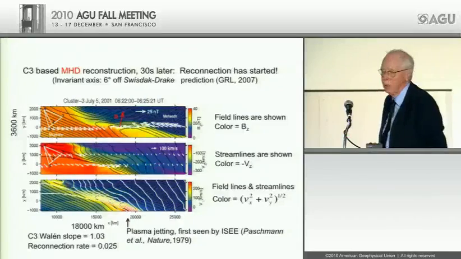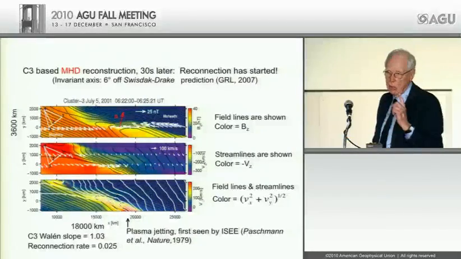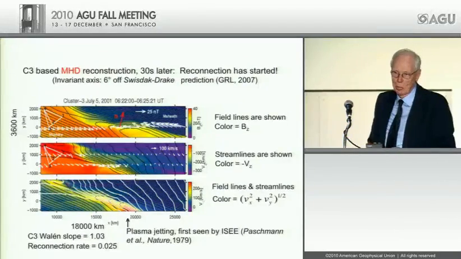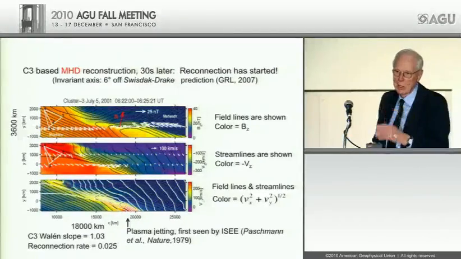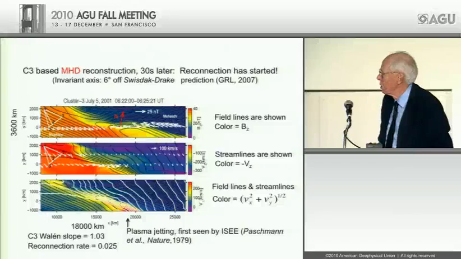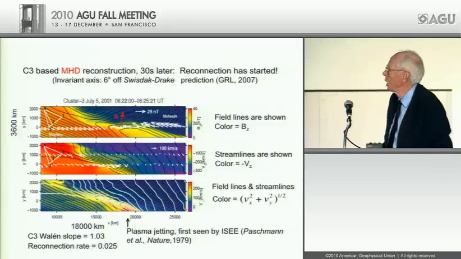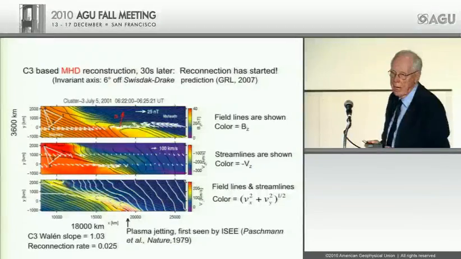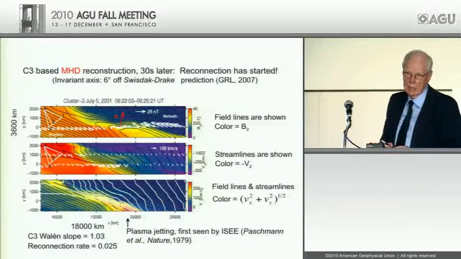The Walén slope is 1. And that's what you expect from the model that Levy, Petschek, and Sonnerup produced in the early 60s, which is dominated by a rotational discontinuity. And so that looks good as well. And the reconnection rate, or at least the lower bound on the average reconnection rate, you can estimate from the amount of flux contained here, the reconnected flux, and it must have been created in 30 seconds or less.